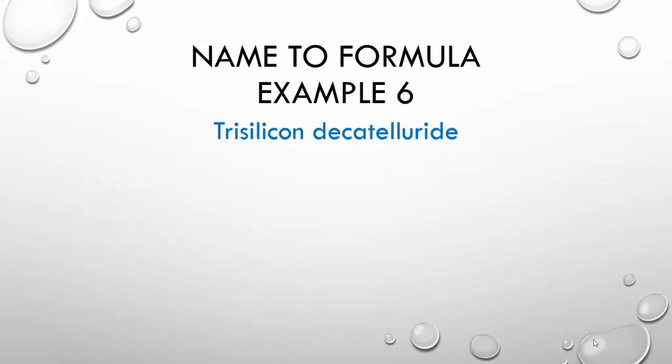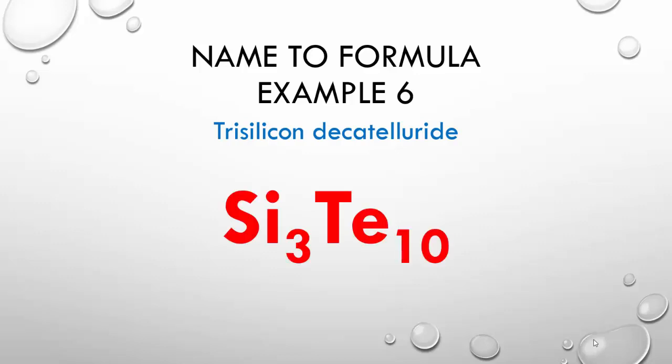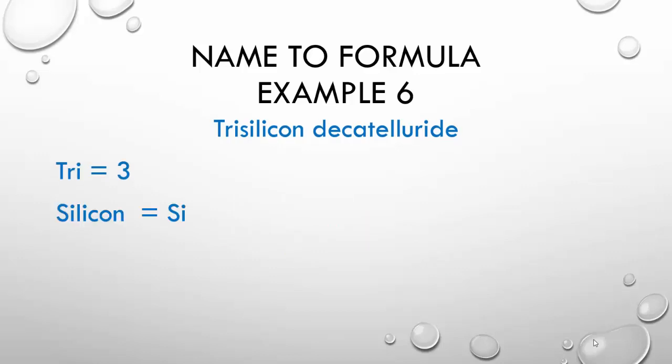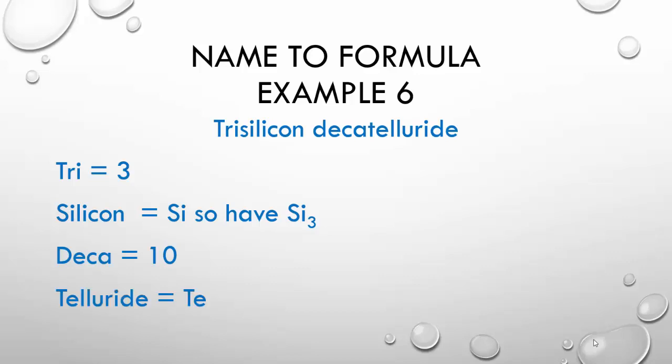So the last example, trisilicon decatelluride, is yours to do. Give it a shot. I'll give you the answer and walk you through it. Go. The correct answer is this chemical. Walk through it. Tri, 3. Silicon, Si, so Si3. Deca, 10. Telluride, Te, so now it's Te10. Put the two together, and you get the answer that we gave you.